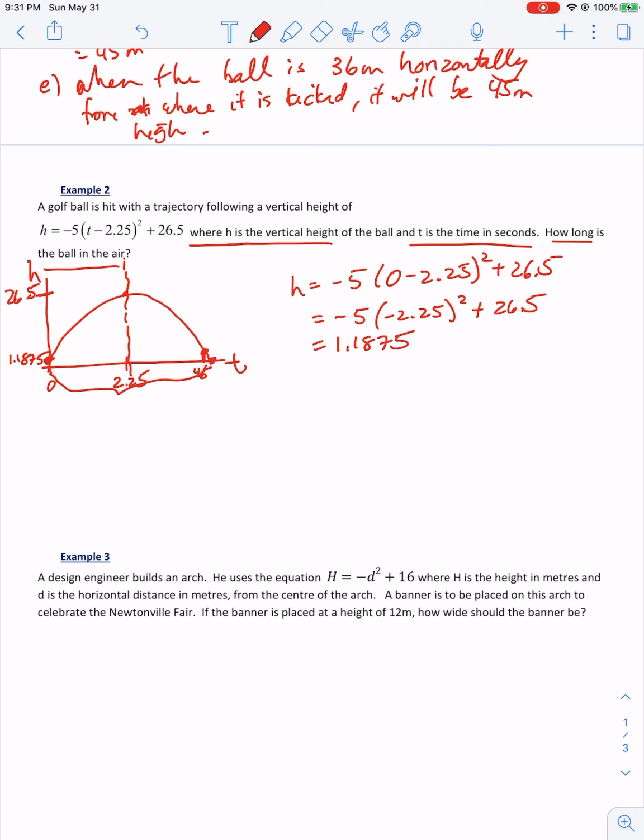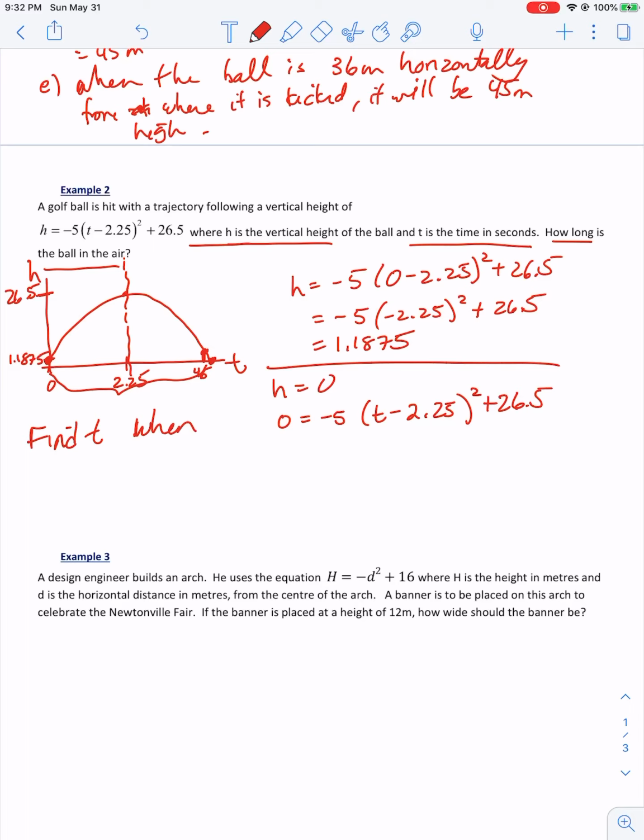So how long is it in the air? It's in the air until it hits the ground again. So it's in the air until h equals 0, which means that 0 equals -5 times t minus 2.25 squared plus 26.5. Okay? How long is the ball in the air? We need to find t when h equals 0. So bring the 26.5 over to the other side, that'll be negative on this side.